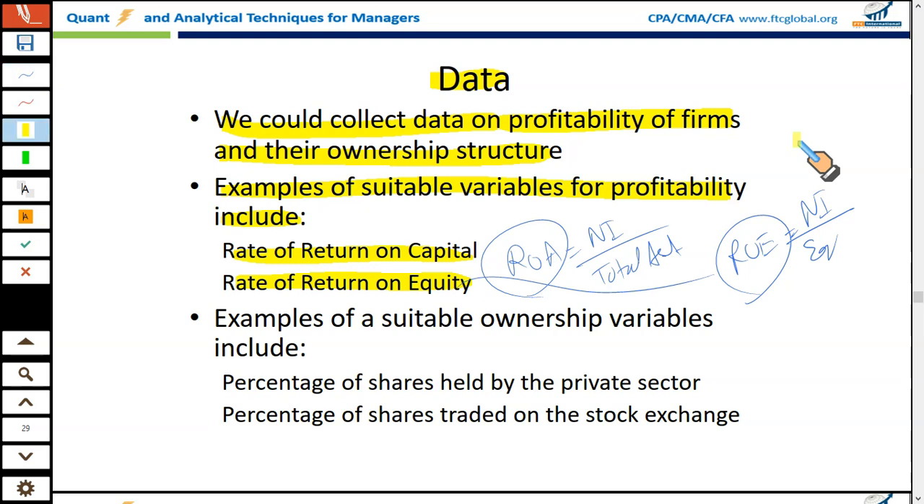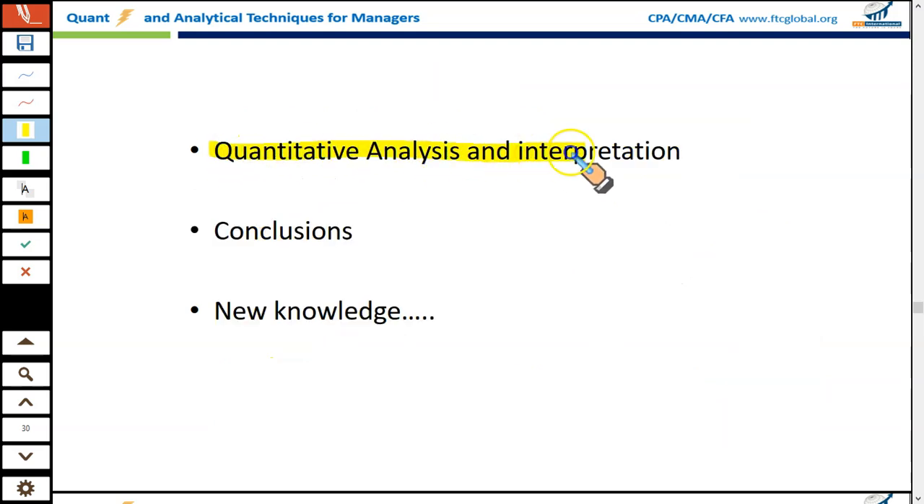The other aspect is the ownership variable. Examples of suitable ownership variables include either the percentage of shares held by the private sector, 50% private, 50% government, 70% private, 30% government, or the percentage of shares traded on the stock exchanges, right? So this would help us see the type of ownership. Quantitative analysis and interpretation. That's what we've done. This involves using numerical data, ROE, ROC, ownership type, to find patterns, test ideas, and make conclusions about the research question. What was our research question? The change in ownership affects profitability.